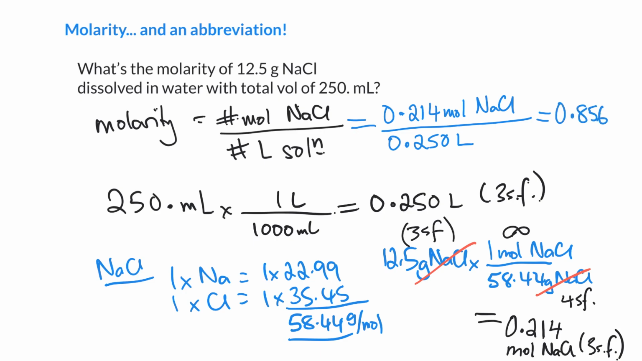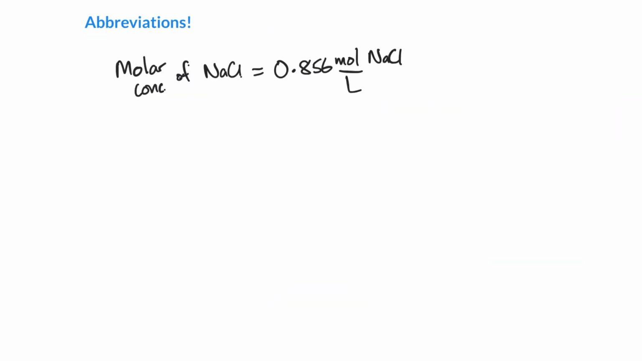And what are the units? The units are moles of sodium chloride, I'm running out of room here, per liter. So we can go ahead and write that down, 0.856 moles per liter. So how do we abbreviate this? We said the molar concentration of sodium chloride is 0.856 moles per liter of sodium chloride.